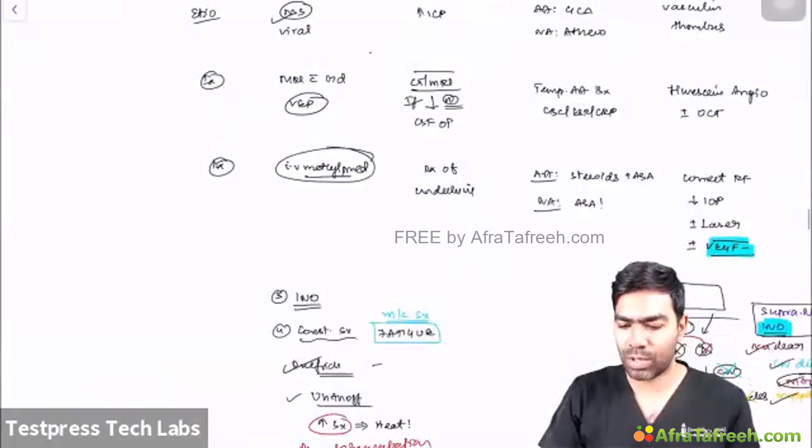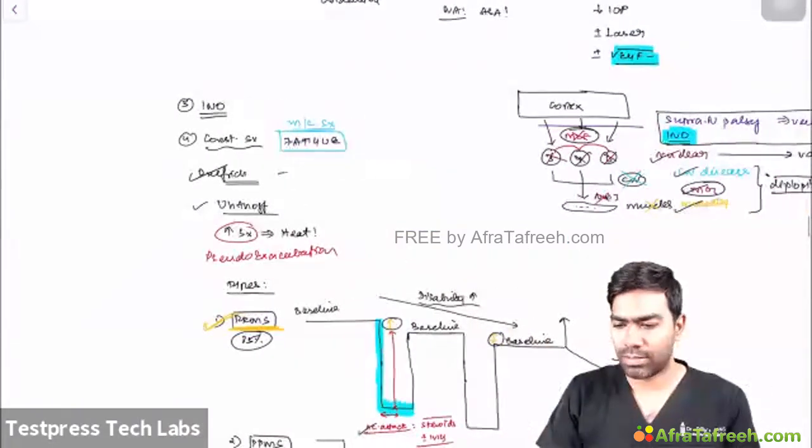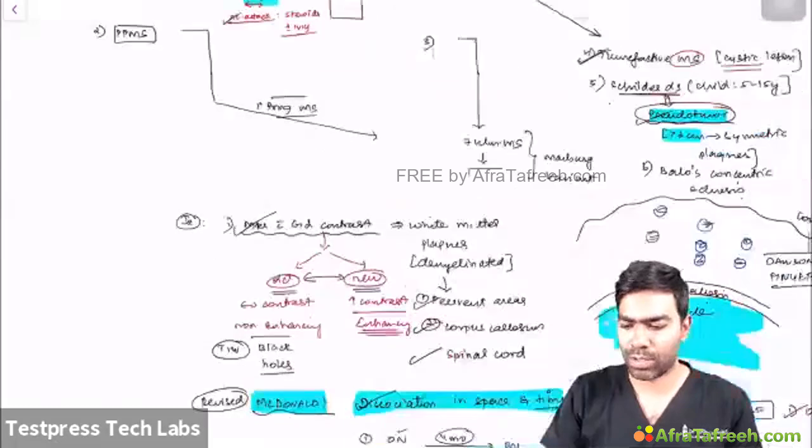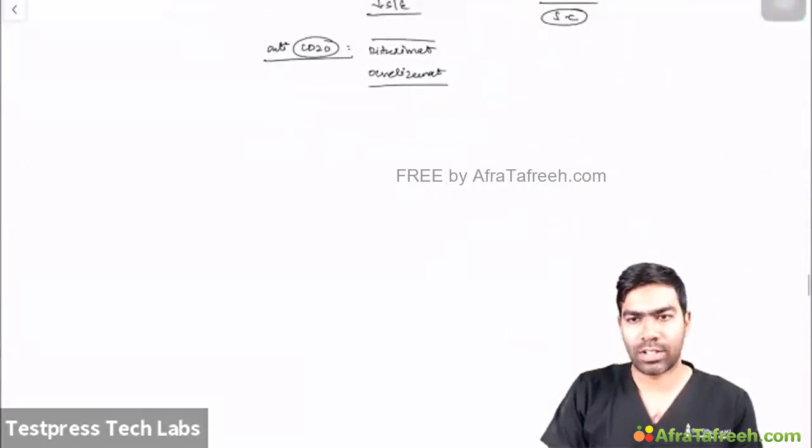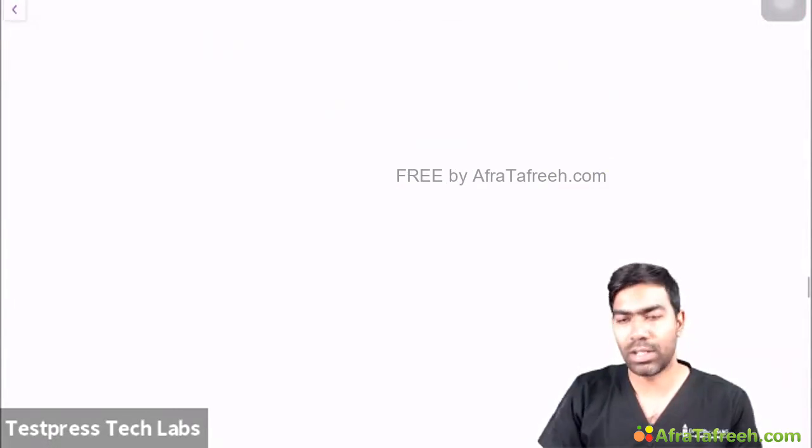Then we have studied about the diplopia causes, what can produce and what cannot produce, types of MS. Then we have studied about the different groups of drugs as well. So I think this must be enough for your multiple sclerosis.